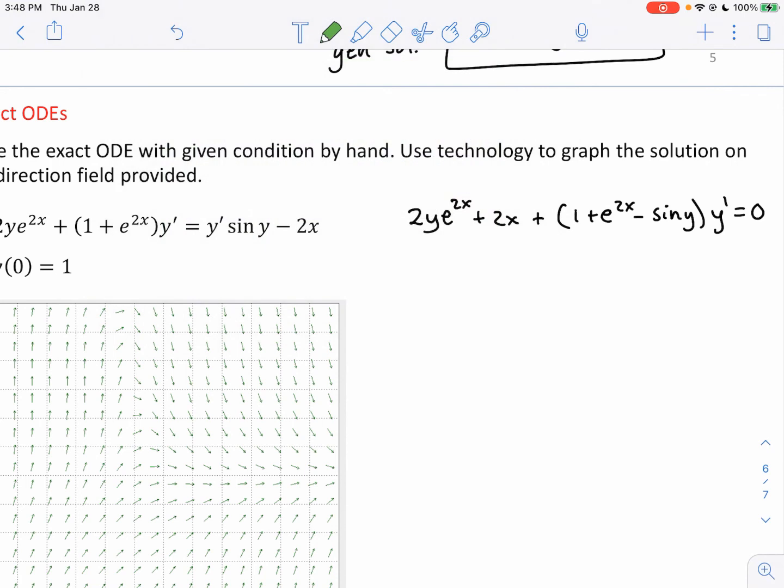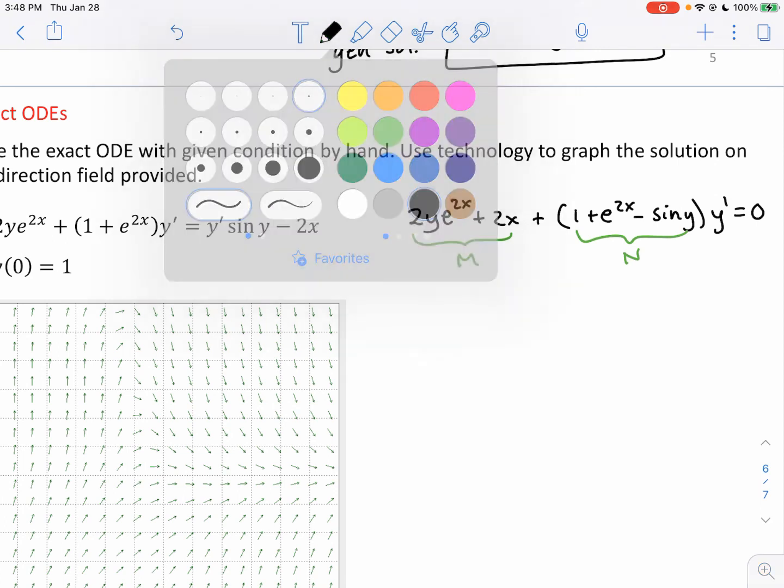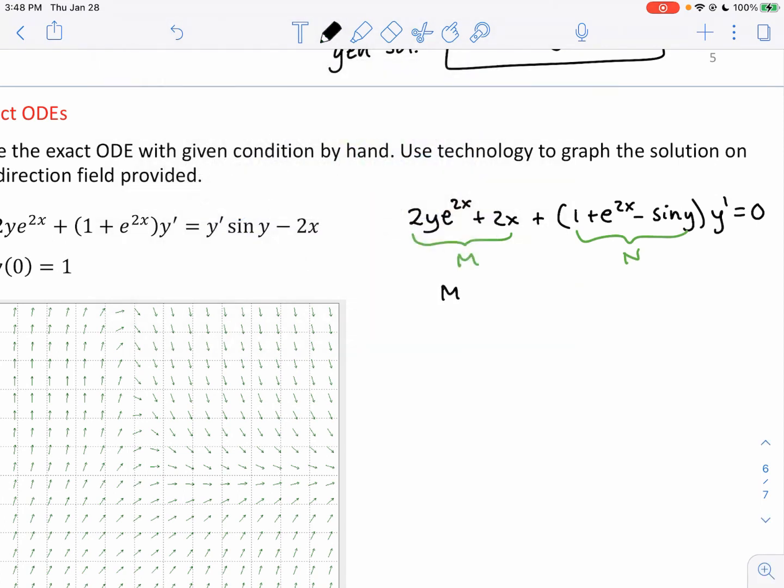Okay, so let's identify the M and the N. There's the M part, and here's the N part. To verify that this is exact, we need to do M with respect to y and see what we get. Differentiate M with respect to y, partial derivative. We're going to get 2e to the 2x, and then plus the derivative of 2x will be 0, so that'll just go away with respect to y. And now let's do a derivative of N with respect to x. The derivative of 1 will be 0. The derivative of e to the 2x will be 2e to the 2x.